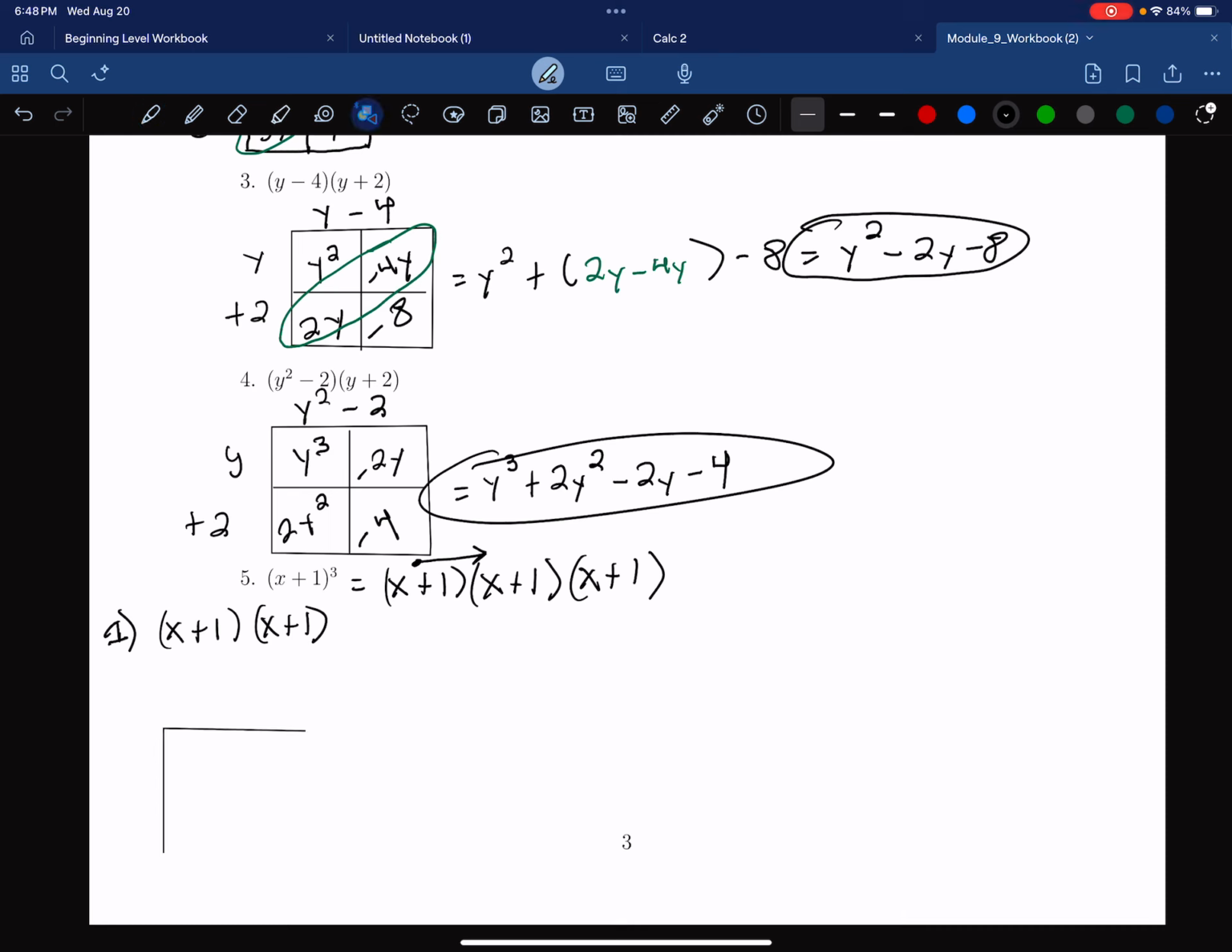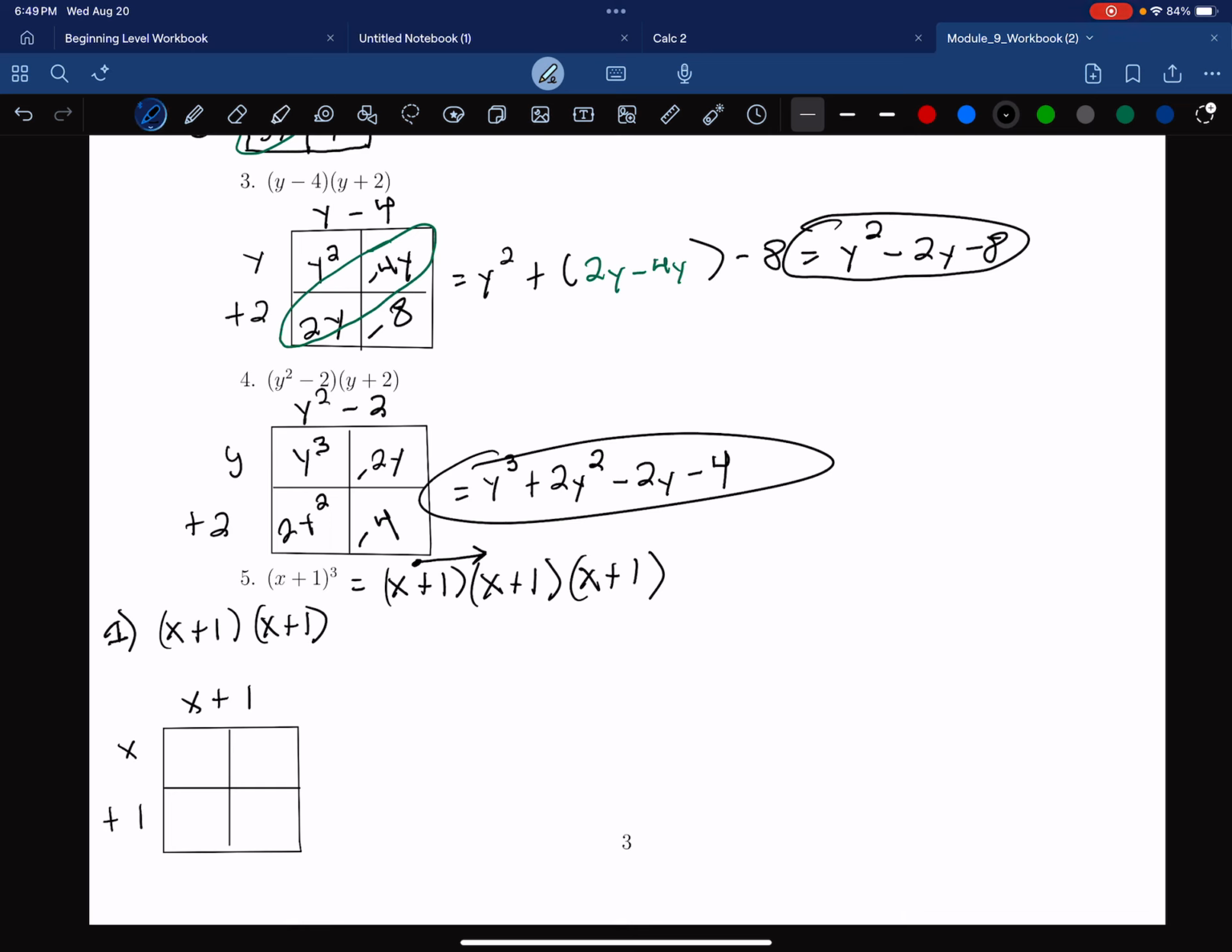And I encourage you to pause the video and work on multiplying x plus 1 times x plus 1 on your own before I go through it, just to make sure that you're understanding this content here. And now let's work through it together. So I'm going to bring this x plus 1 to the top of the box, and then I'm going to bring the other x plus 1 to the side.